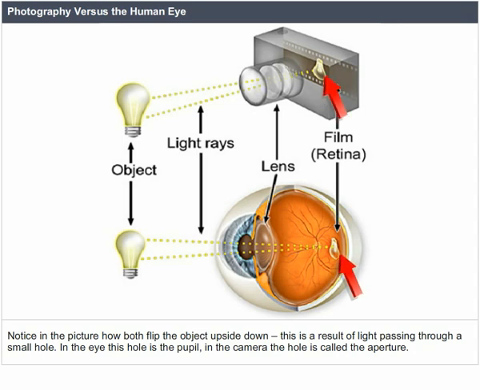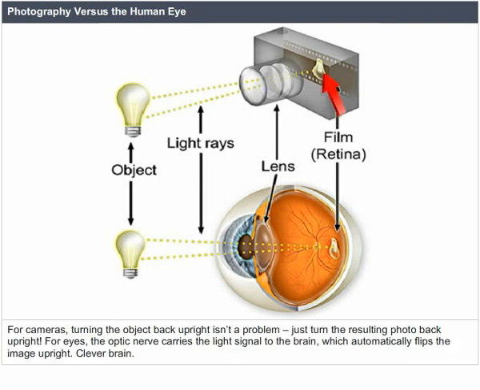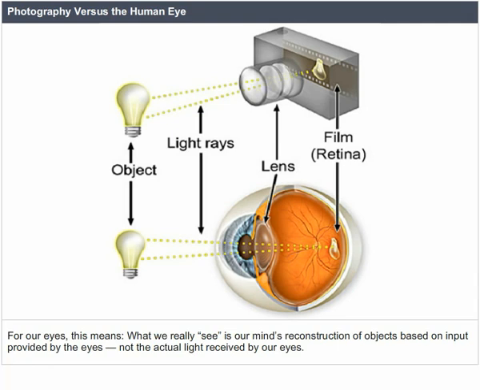In the eye, this hole is a pupil. In the camera, the hole is called the aperture. For cameras, turning the object back upright isn't a problem. Just turn the resulting photo back upright. For eyes, the optic nerve carries the light signal to the brain, which automatically flips the image upright. Clever brain. For our eyes, this means what we really see is our mind's reconstruction of objects based on the input provided by the eyes, not the actual light received by our eyes.